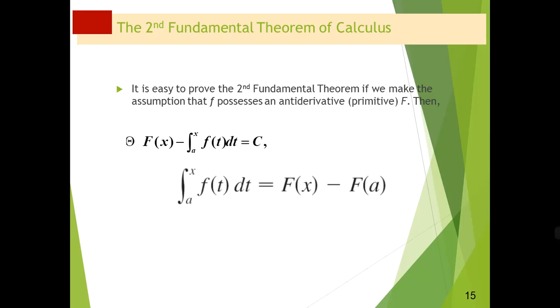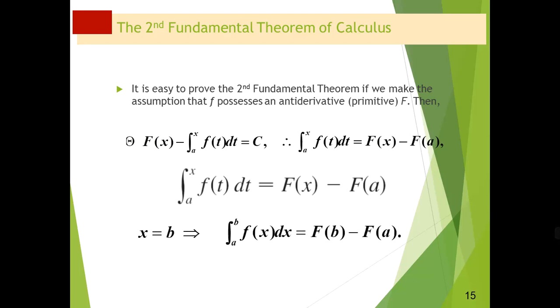Any antiderivative is the indefinite integral plus a constant. Now we plug in x equal to a, so we can get this formula. And then we plug in x equal to b, and then we get the second part of FTC.